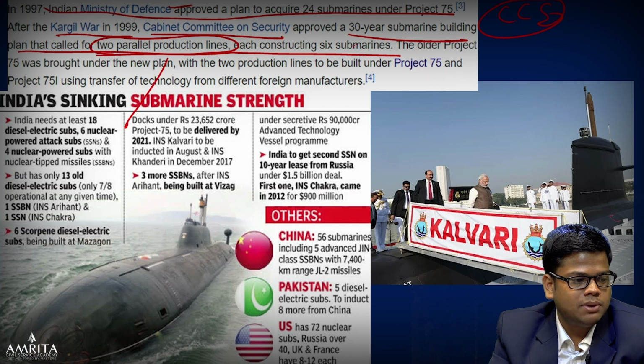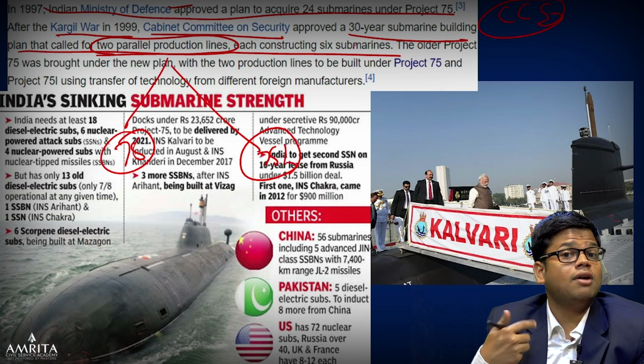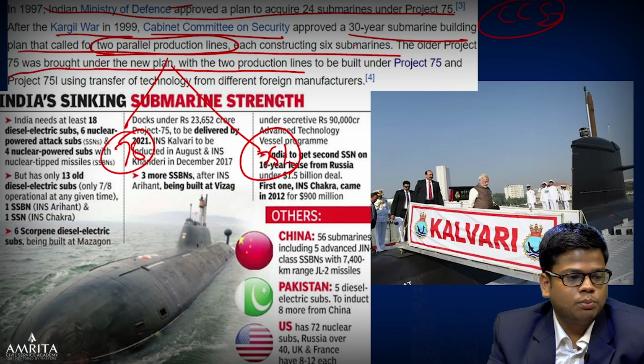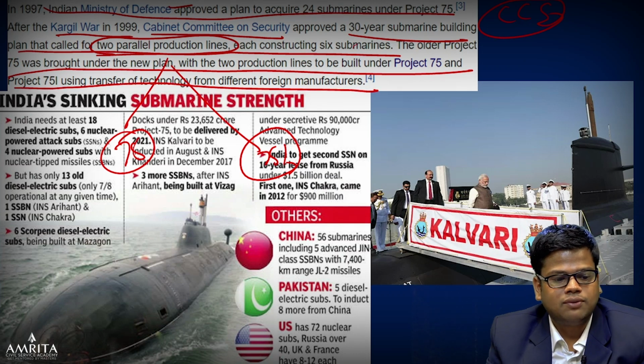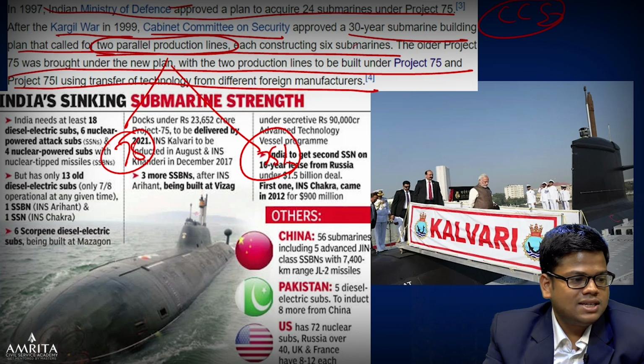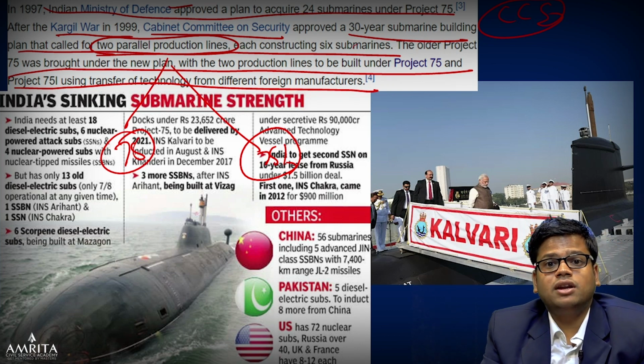So, the first production line will be Project 75, another will be 75I, relatively more advanced than the 75. The older 75 was brought under the new plan. 2 production lines to build Project 75 and 75I using transfer of technology from different foreign manufacturers. Okay. So, India's sinking submarine strength is a problem for reviving the Navy.